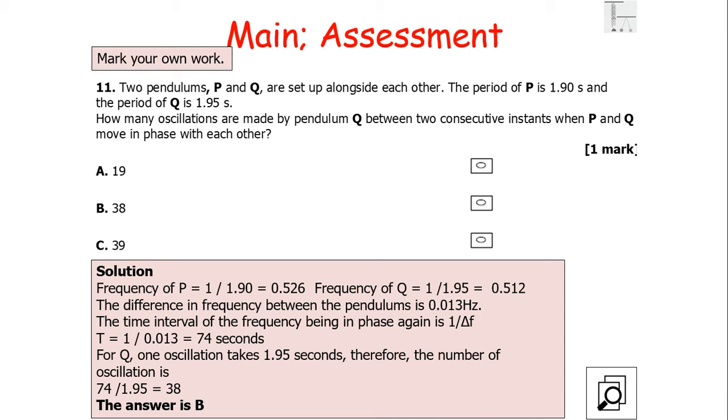But for Q, one oscillation takes 1.95 seconds. So to work out how many oscillations Q makes in these 75 seconds, you do 75 over 1.95, and our answer is 38. So the answer is B.